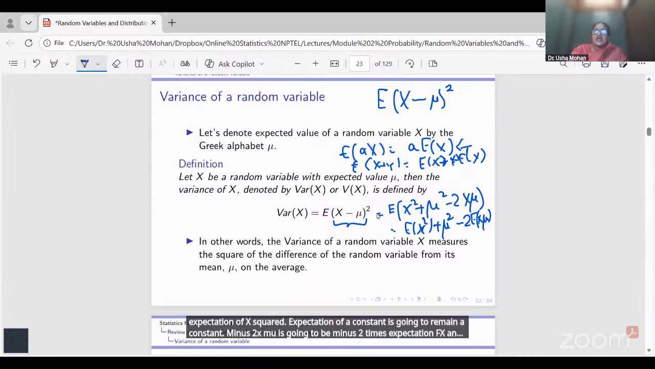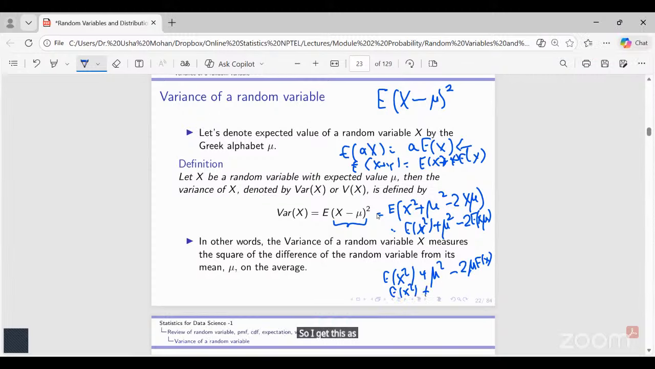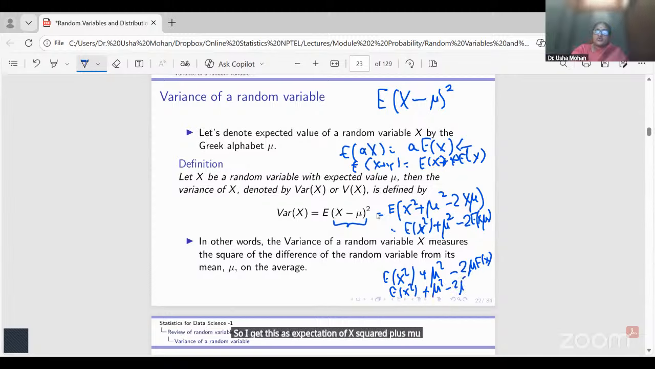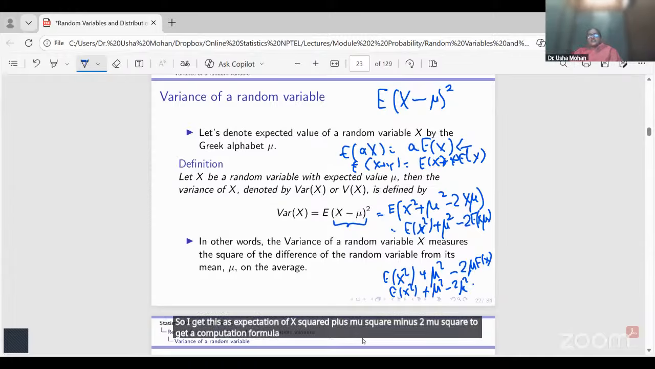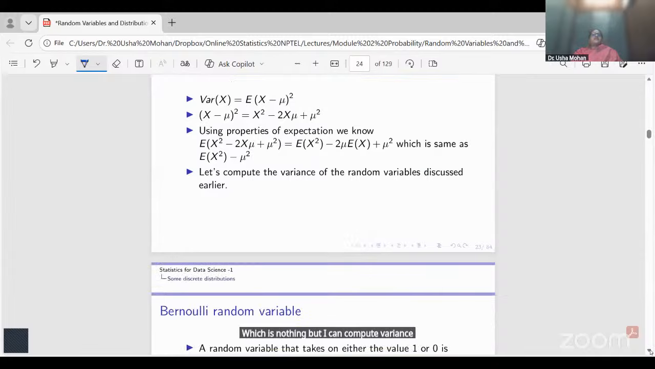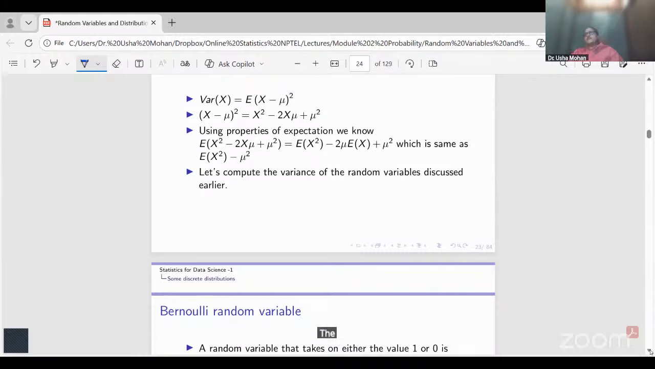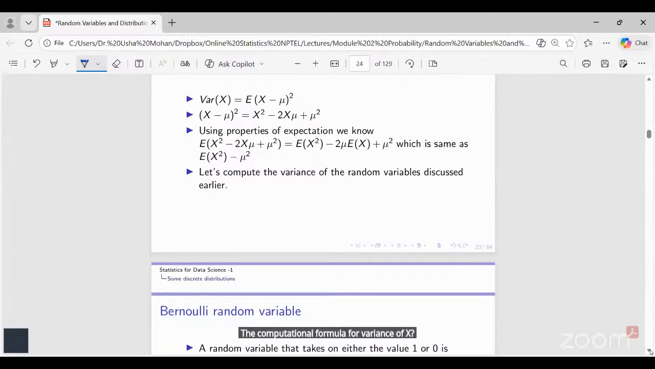I add this and I get expectation of x square plus mu square minus 2 mu into expectation of x. But what is expectation of x? It is mu. So I get expectation of x square plus mu square minus 2 mu square. To get a computational formula for variance, I can compute variance as expectation of x square minus mu square. Is this clear? The computational formula for variance of x? Yes, ma'am.